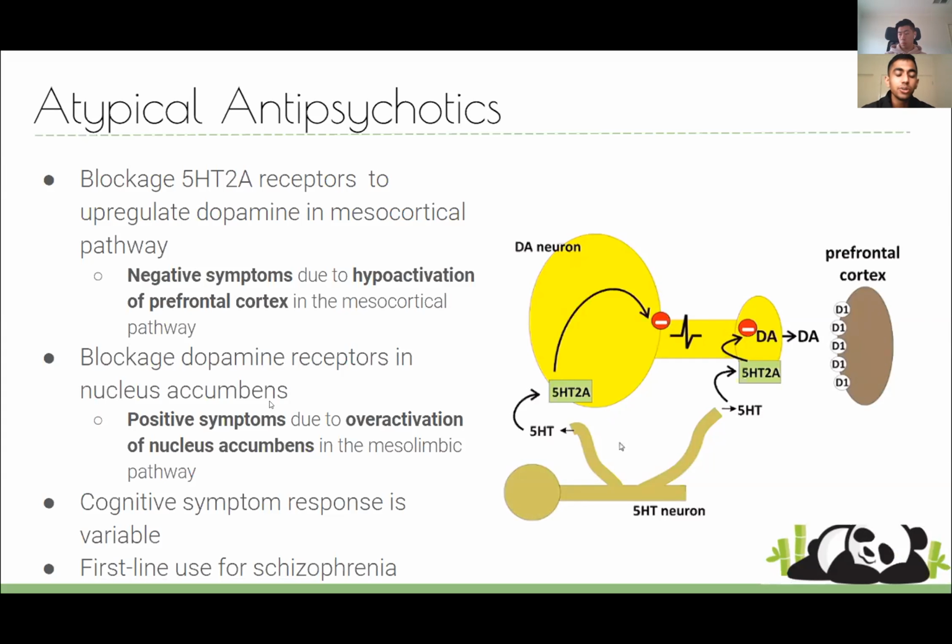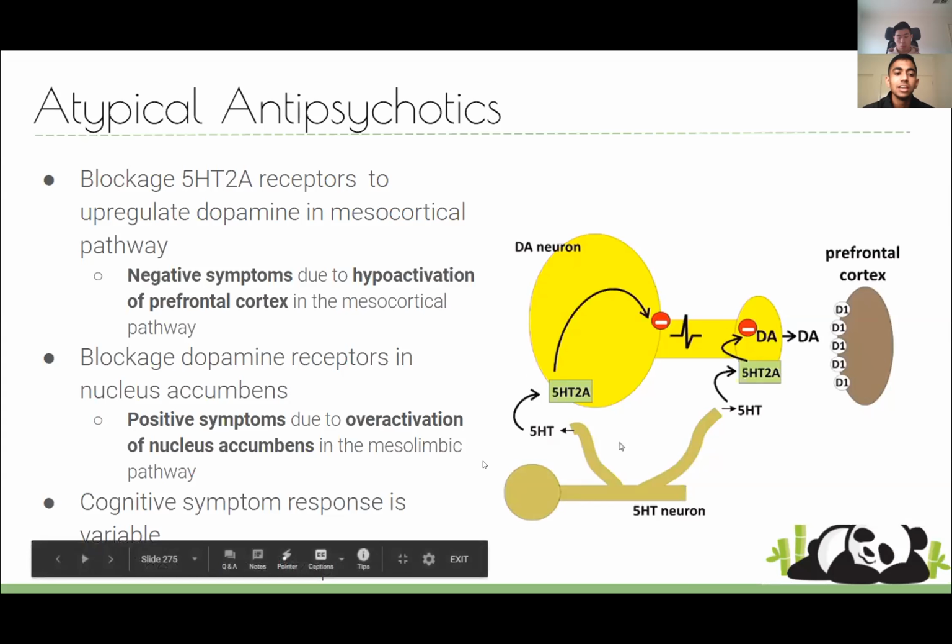And then we've got our nucleus accumbens. So that's basically just due to the overactivation of the nucleus accumbens. So we want to be inhibiting those dopamine receptors in the nucleus accumbens. So this is what our atypical antipsychotics are going to be doing. They're going to have more selective effects on each of these particular receptors.